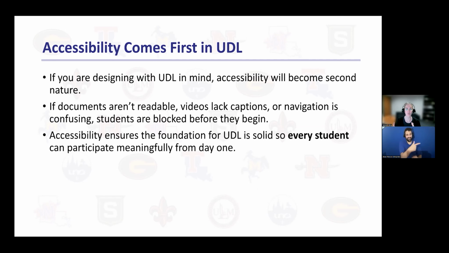Accessibility really comes first in universal design for learning. As you can imagine, if we are trying to design courses that are universal for everyone, then they need to be accessible. And if you're designing with universal design for learning in mind, accessibility will become second nature. And I know that sometimes that sounds like I'm selling you something. I promise I do this. I started doing this, and it really, really does help my practice as I think about designing from that universal design place rather than trying to backfill accessibility.